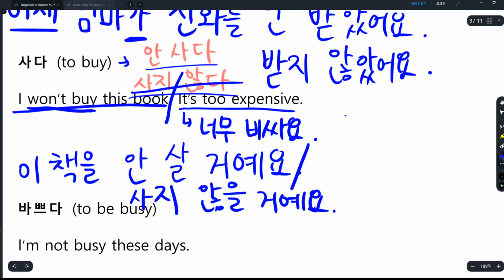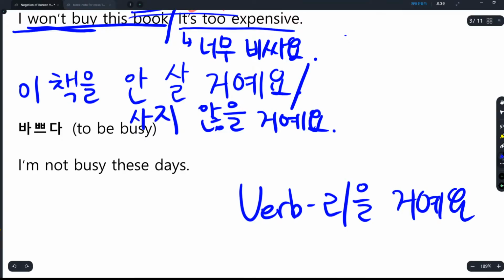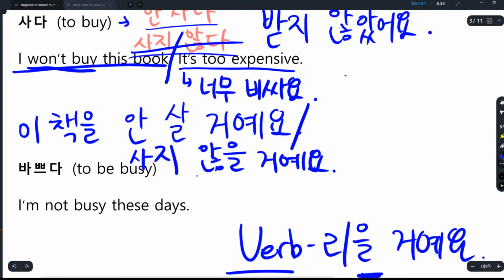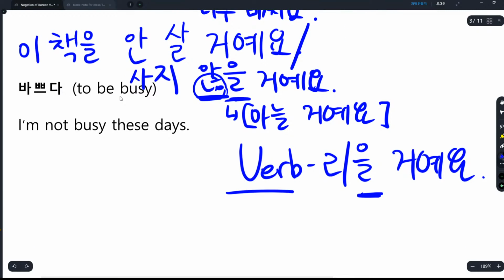않을 거예요. Since future conjugation follows stem plus 리을 받침 or 을 거예요, and if the verb's stem has 받침, it's followed by 을, right? And since 않다 is the stem of 않다, and this 안 has 받침, so it has to be followed by 을. So 저는 이 책을 사지 않을 거예요. It's pronounced 않을 거예요. 이 책을 안 살 거예요. 이 책을 사지 않을 거예요.